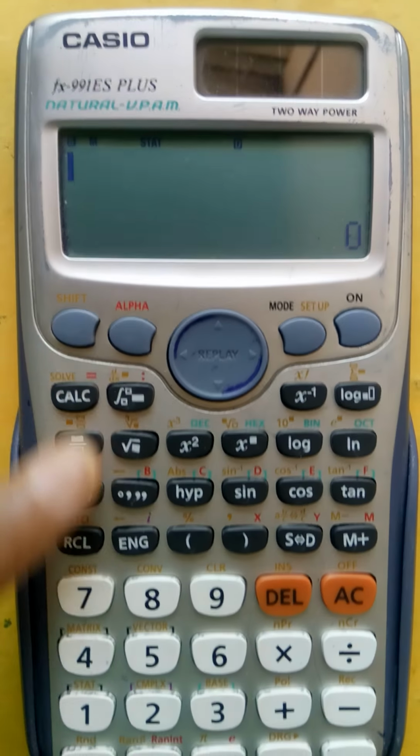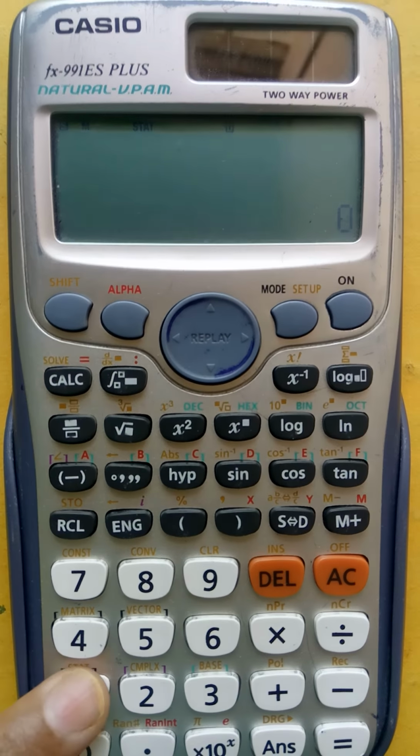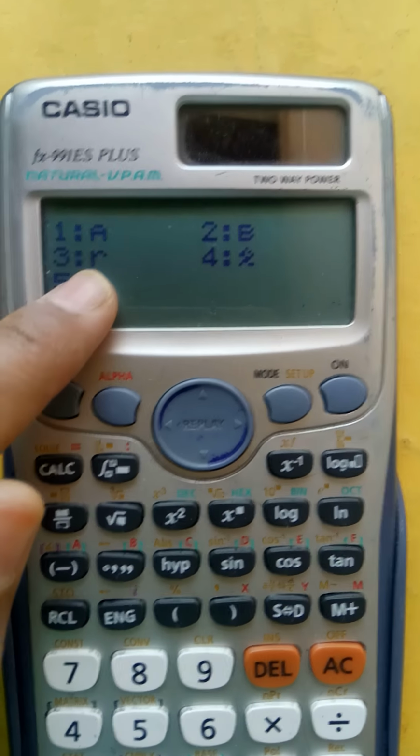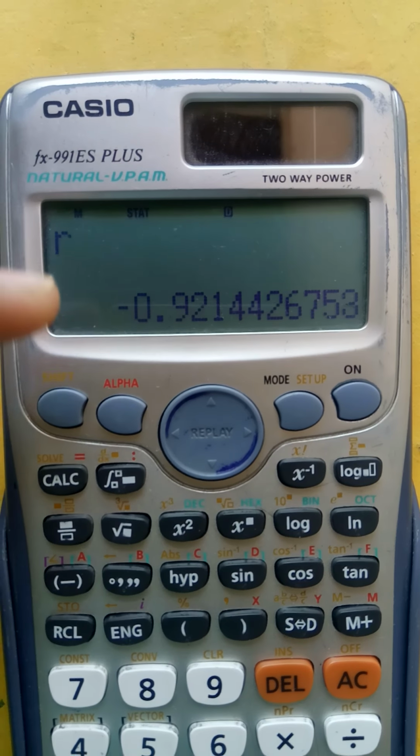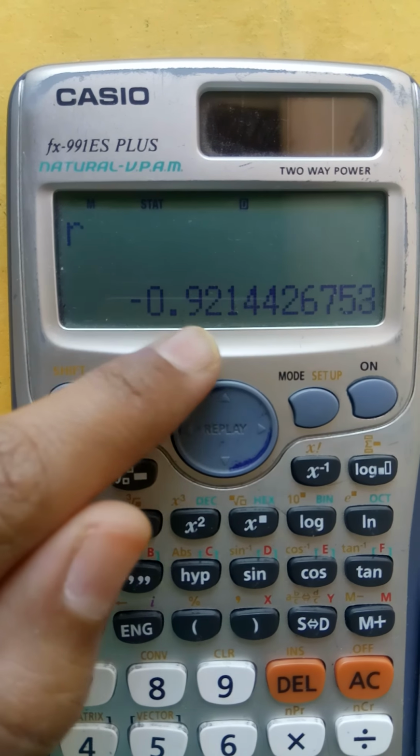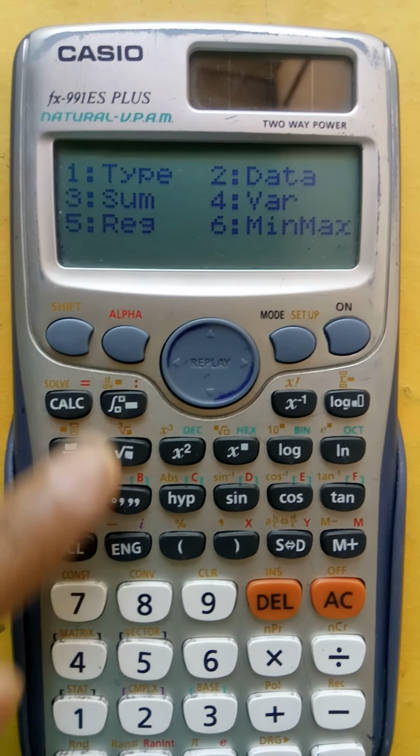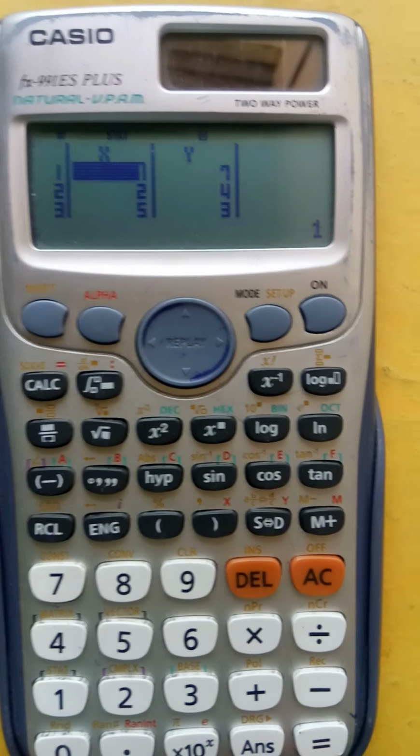Similarly, press shift 1, regression is 5, and we can find the value of b. Here small r corresponding number is 3. Small r denotes the correlation between x and y. If we press 3, we get minus 9.2. What is the meaning of minus? It denotes x and y are negatively related, meaning when x increases then y decreases, that is negative correlation between x and y. If we observe our original data, for data we press 2.